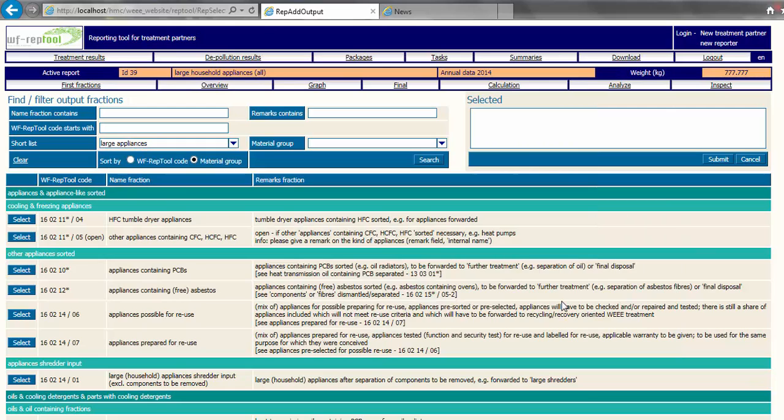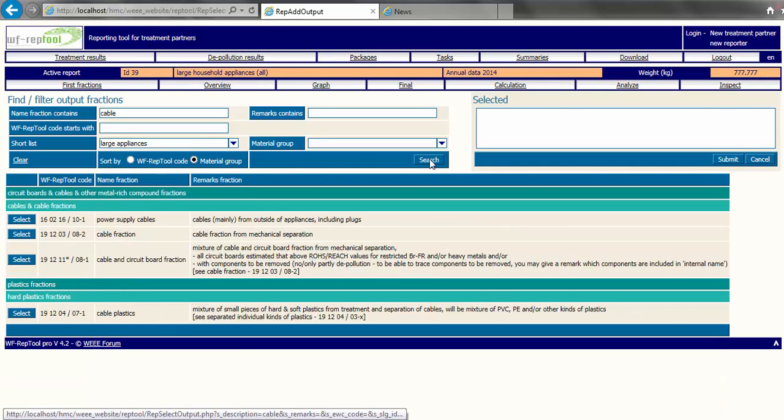You may search the list of output fractions by entering a part of the term you are looking for into the fields for the name of the fraction contains or into remark contains. You may additionally add the relevant figure, see 16, 1910 or 1912, in the RepTool code starts with field to limit the choice. Let's start with the dismantling fraction of cables from large household appliances.